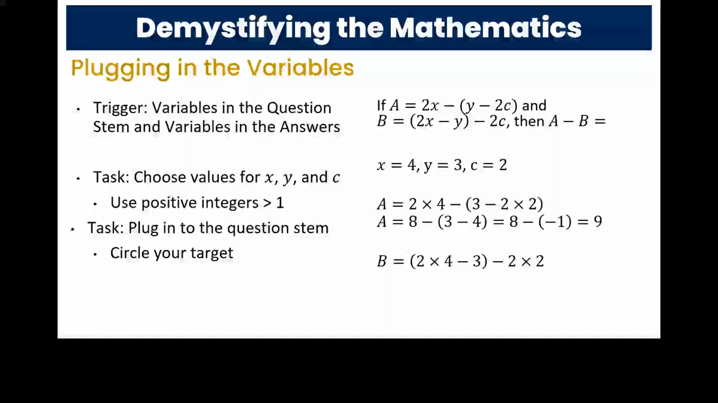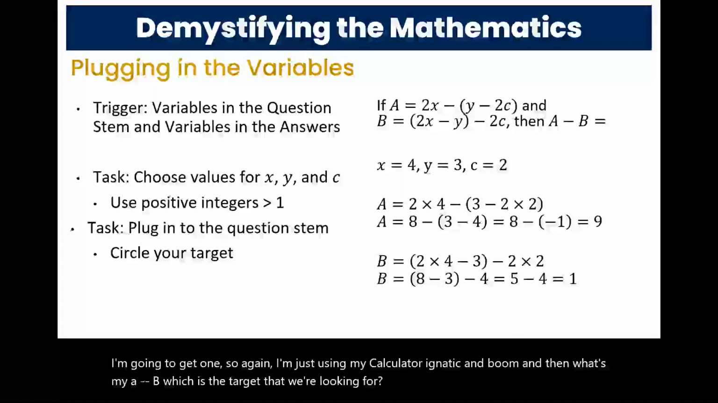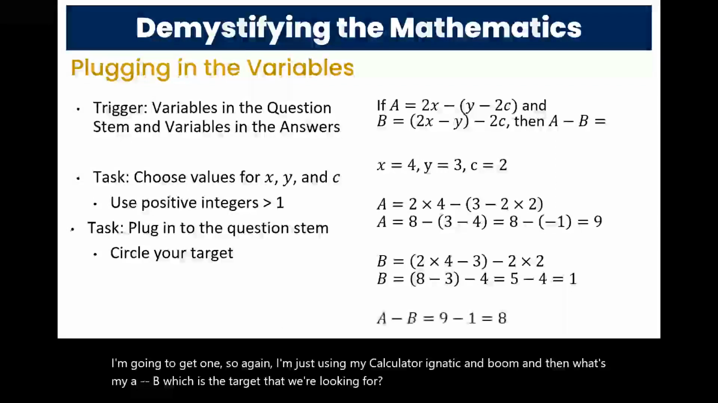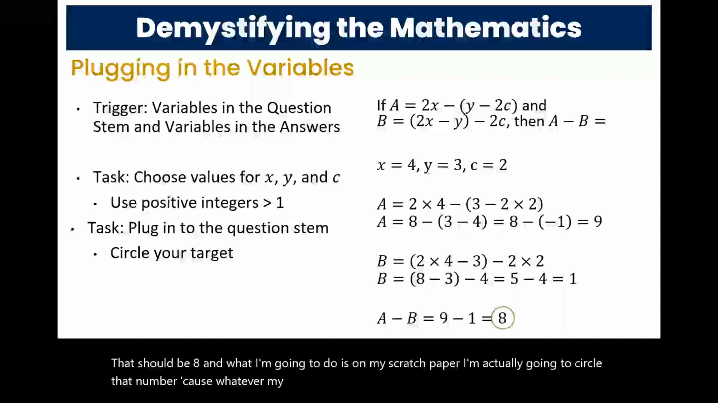I'm going to get 1. So again, I'm just using my calculator to do arithmetic, and boom. And then what's my A minus B, which is the target that we're looking for? That should be 8. And what I'm going to do is on my scratch paper, I'm actually going to circle that number, because whatever my answer is, it should be equal to 8.